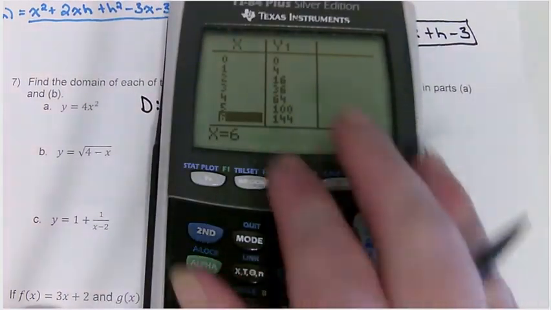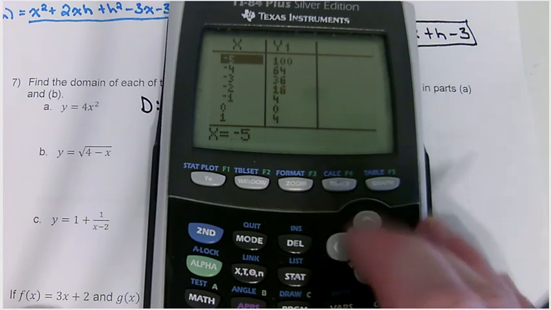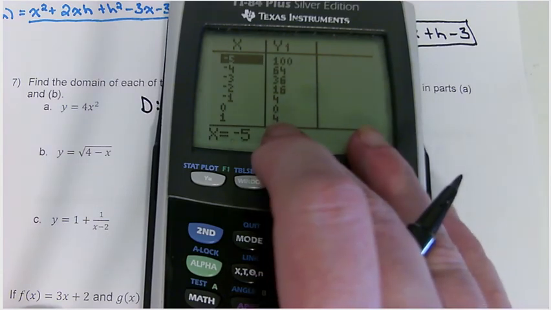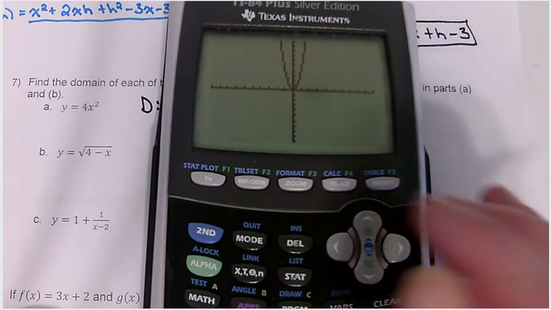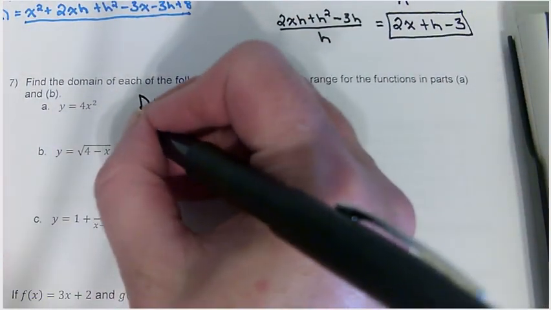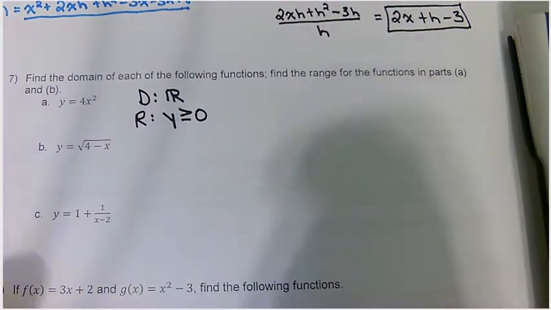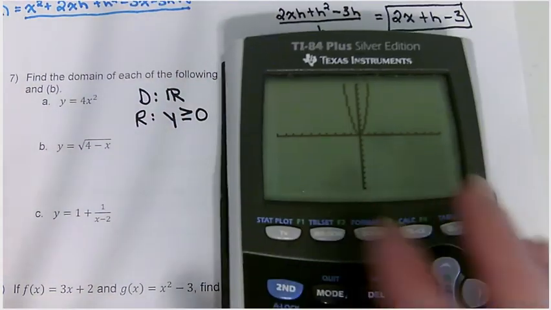Now, when I look at the table or the graph and I'm looking at my y values, I notice the smallest one is 0. And everything is above that. So my range is y is greater than or equal to 0. Let's look at the next one.